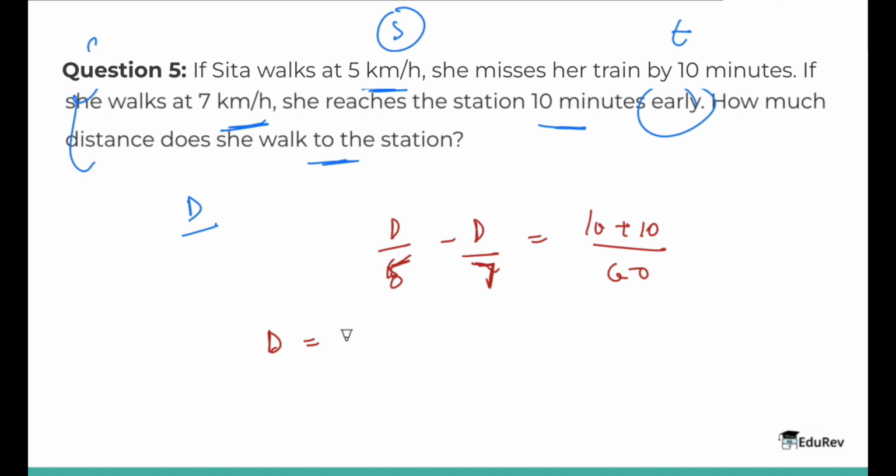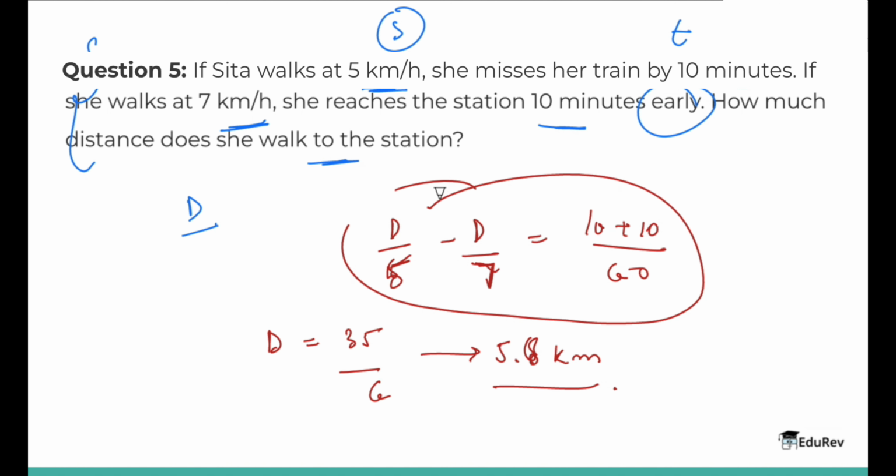So d equals nothing but 35 by 6. Alright. And when I solve this, it's nothing but 5. Actually, it's 5.8 kilometers. Okay, it's 5.8 kilometers. So it's also pretty simple. This is the equation which helped me find the answer. And how did I write this equation? I wrote it with the help of this question.